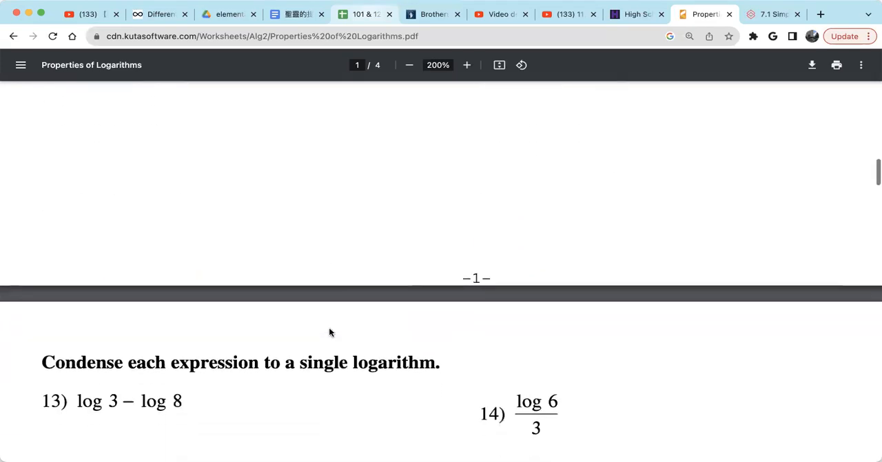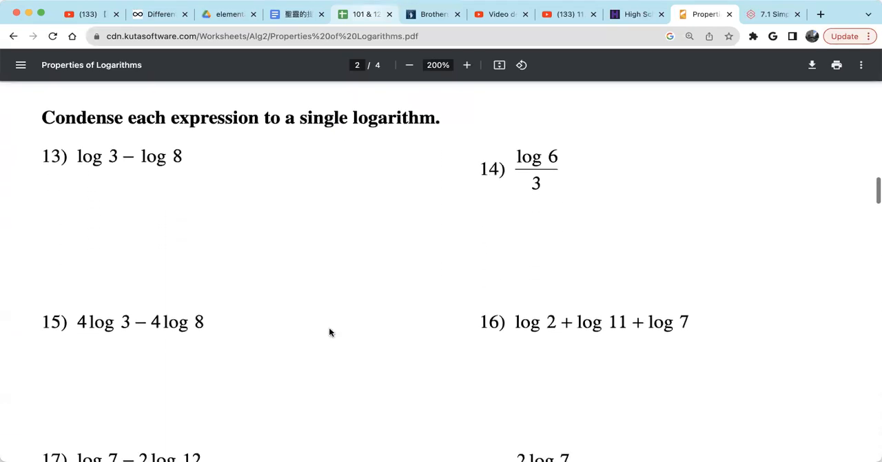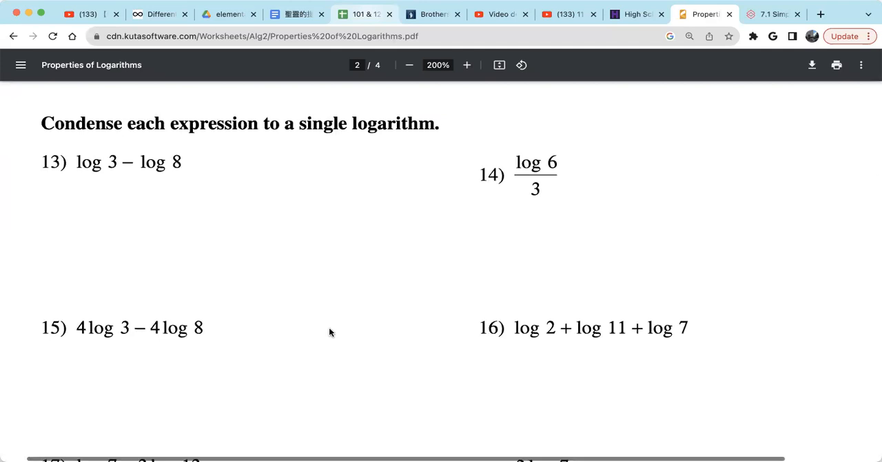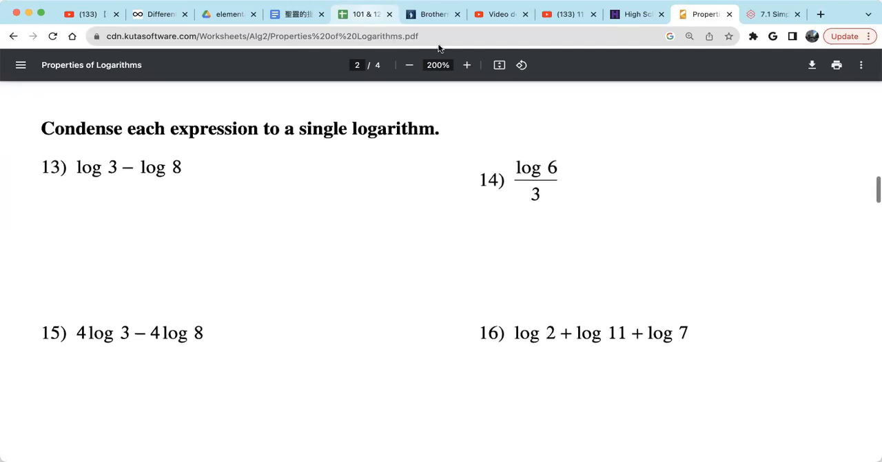Okay, let's move forward. Now we do the opposite, right? We do the opposite. Before, we split 1 log into 2 logs or 3 logs. Now we want to condense. We have two logs here. We want to condense to be a single log.